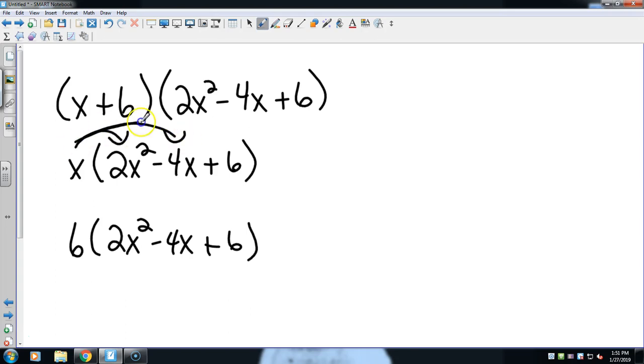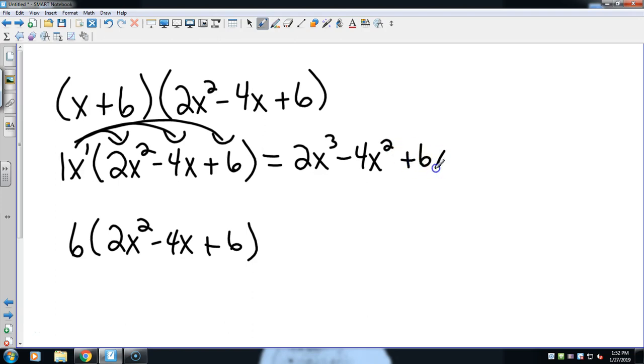So here we go. We're going to get x times 2x squared. Remember, that's a 1x if you want to draw it there. That's going to give me 2x to the third power. Again, we've got that exponent that's there. Like bases, we add the exponents. It goes from chapter 6. Then we have 1x times negative 4x. So that's negative 4x squared. Then we have 1x times 6. That's going to give me positive 6x.